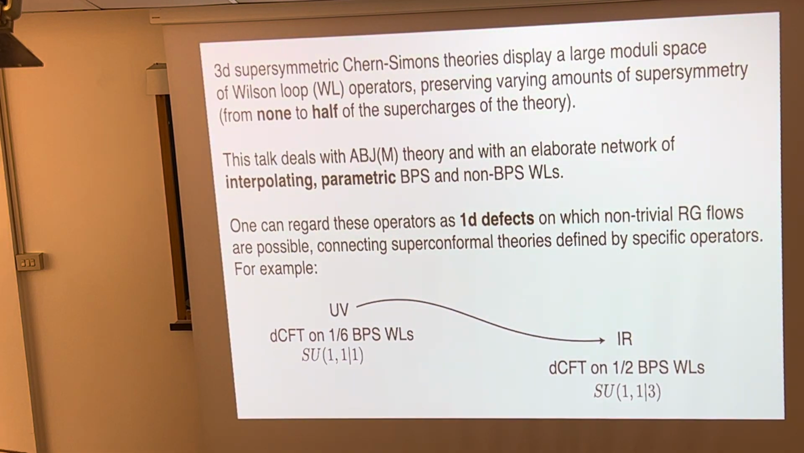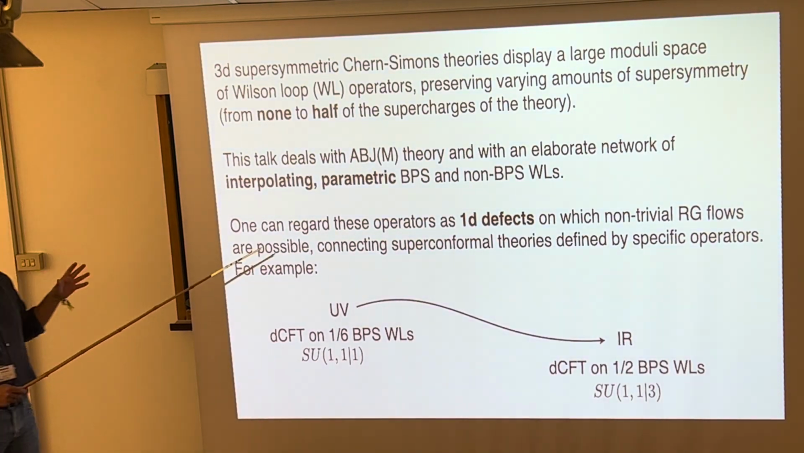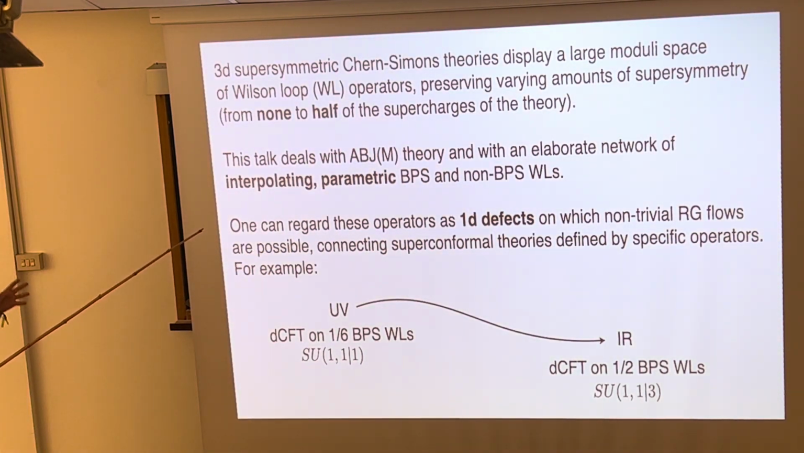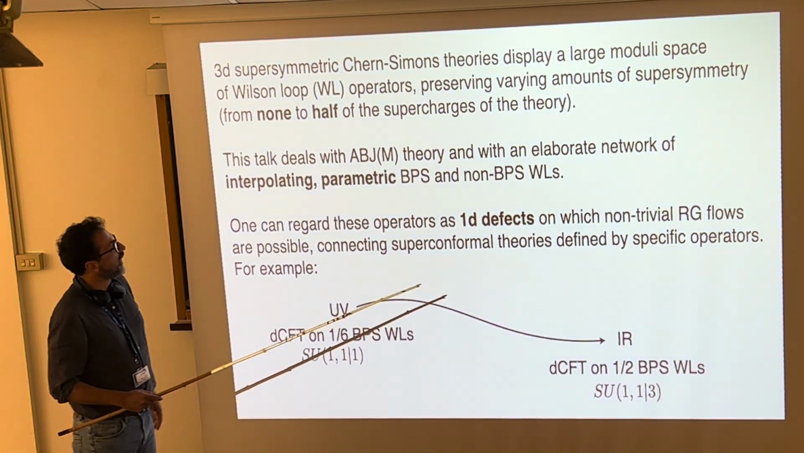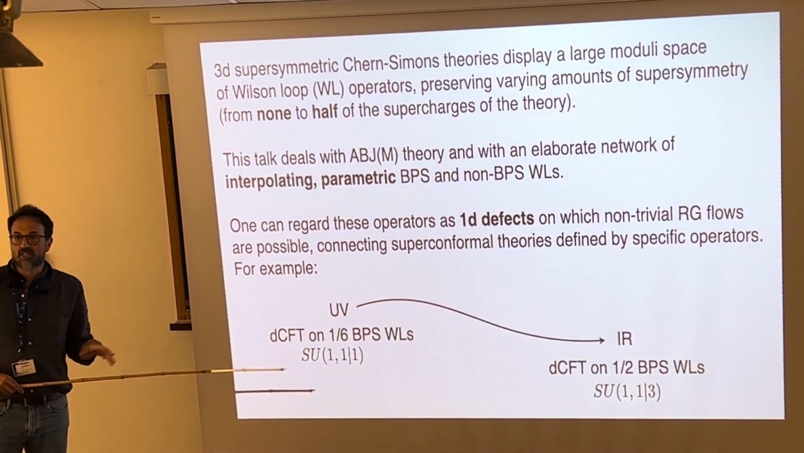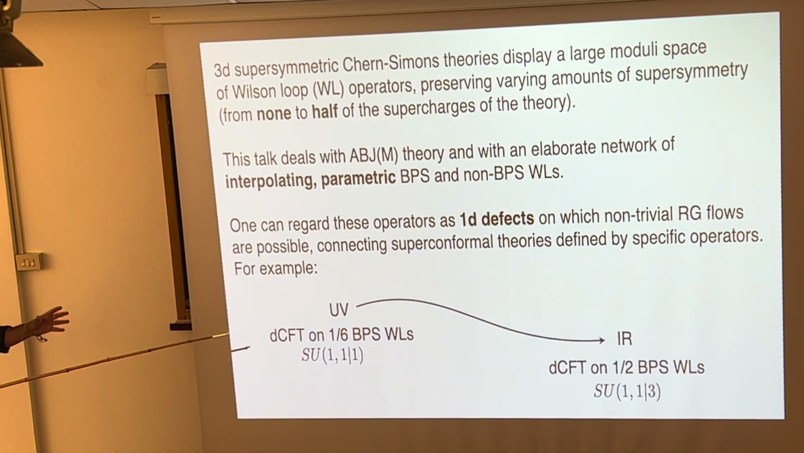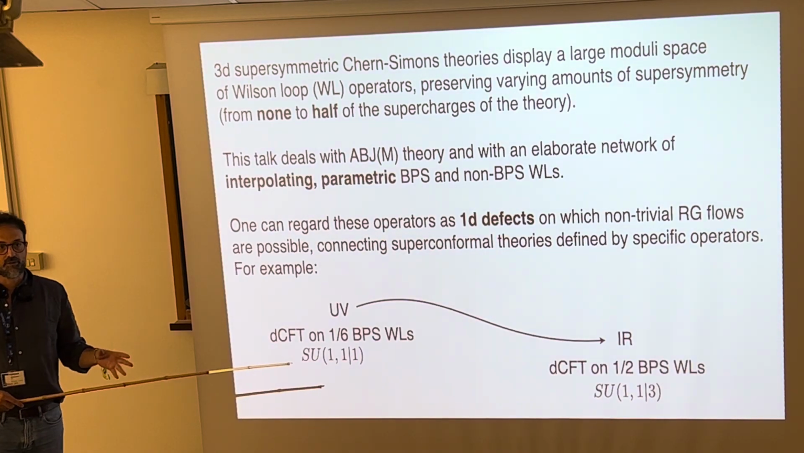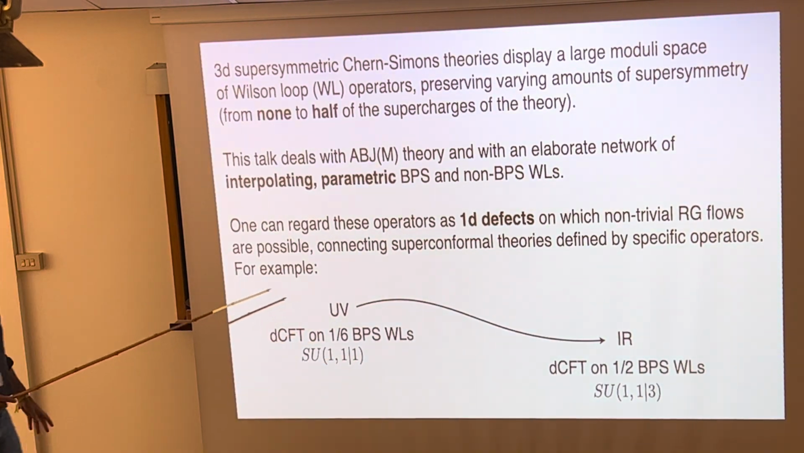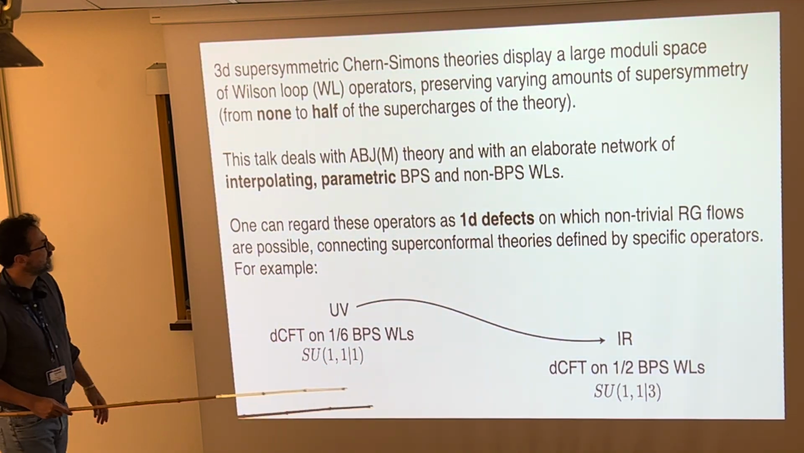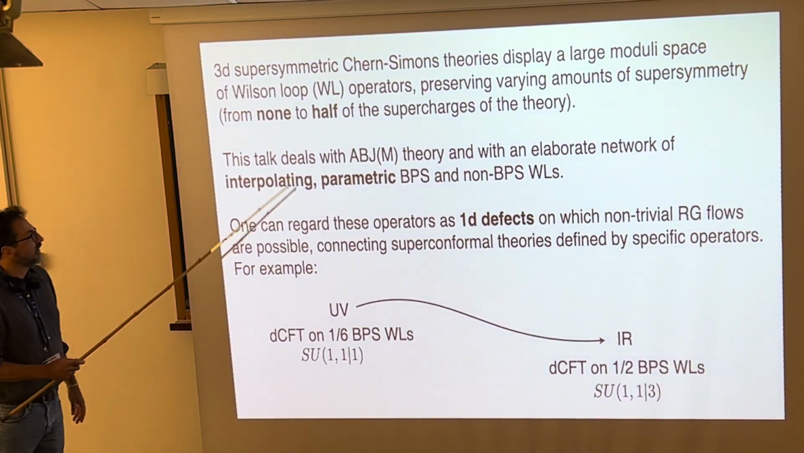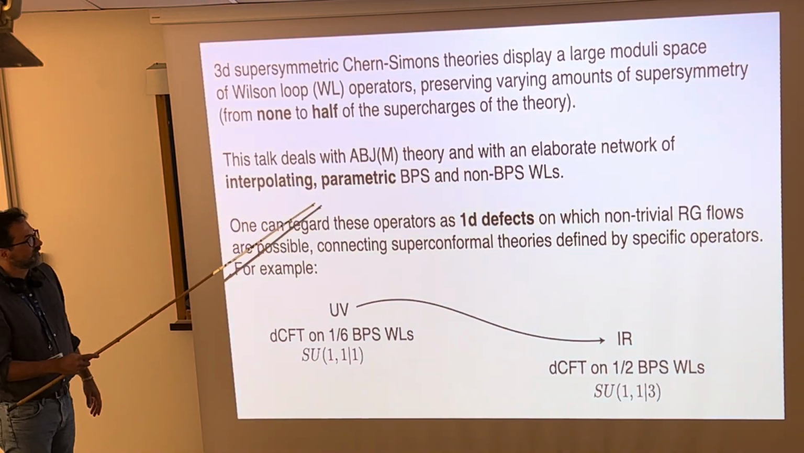Supersymmetric Chern-Simons theory in three dimensions with N larger or equal than 2 displays a very large moduli space of Wilson loops, which preserve various amounts of the supersymmetries of the matter theory, of a Bach theory. So from 0 to half of the supercharges. And in this talk, I will deal with ABJM.